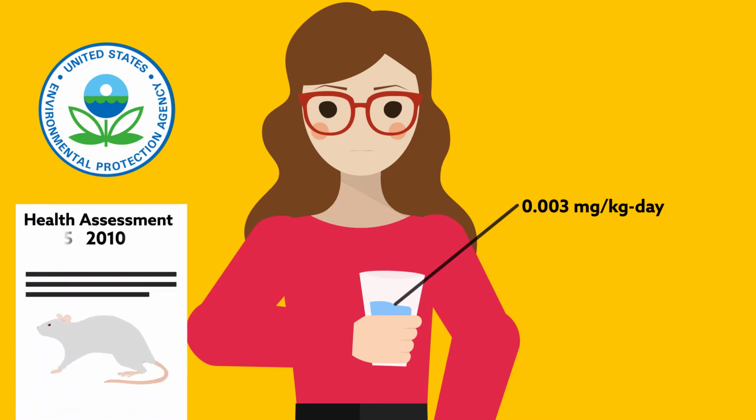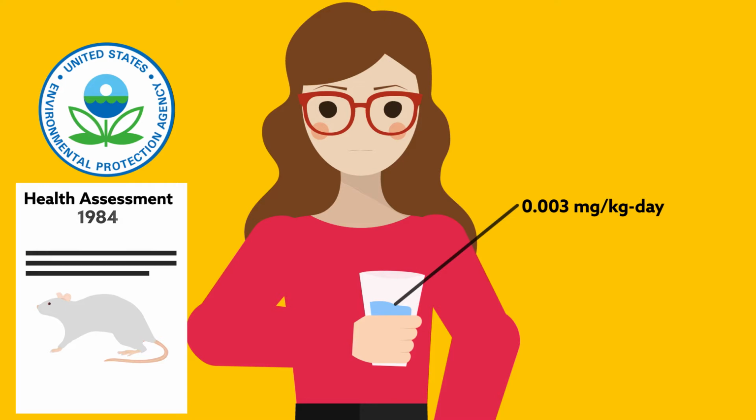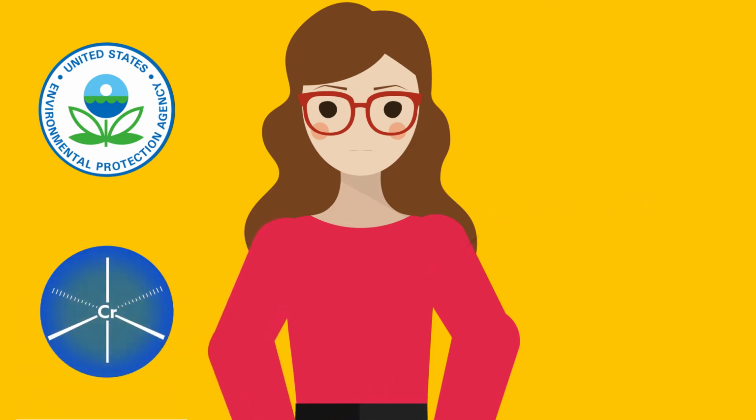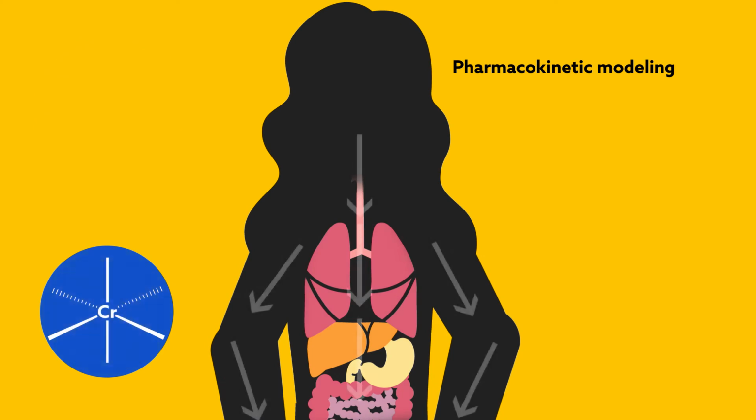But this value was developed in the 1980s and is based on a bioassay conducted in rats more than half a century ago. The EPA lists the confidence in this value as low. By incorporating newer studies about chromium's mode of action and by applying pharmacokinetic modeling, toxicologists and risk assessment professionals now have much more certainty about this number.